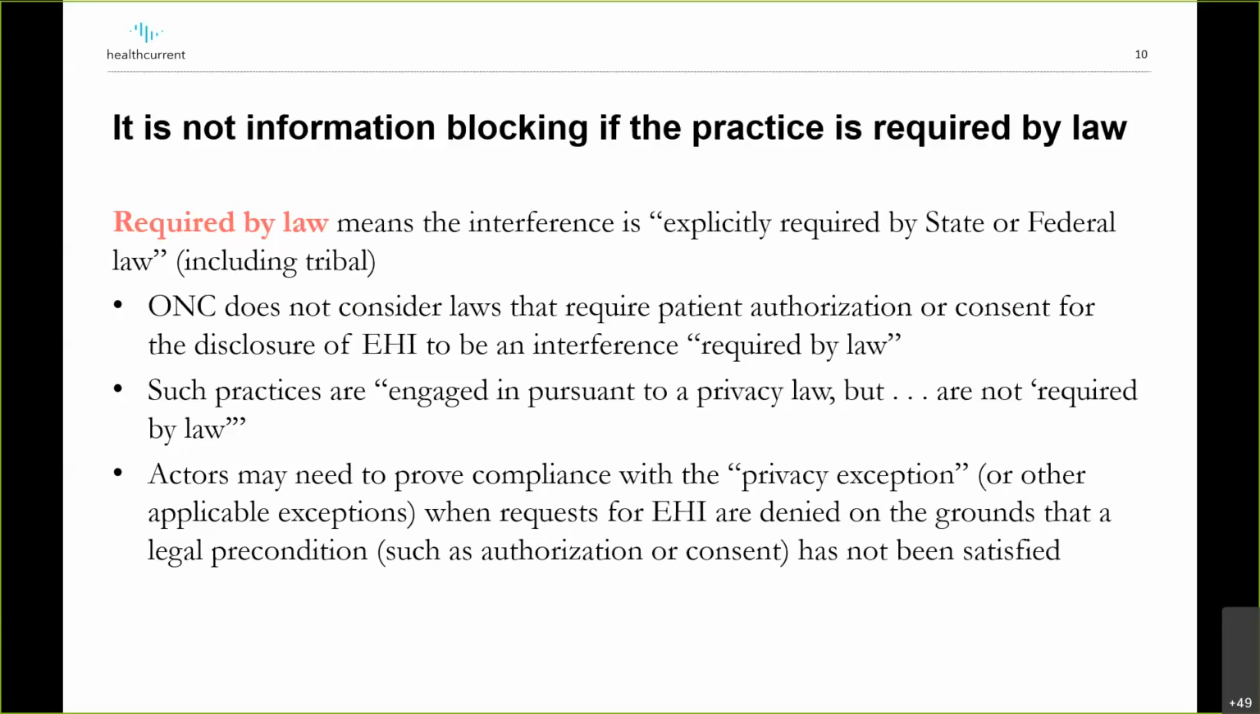So that means that if there's an explicit requirement by state or federal law saying that you may not share information, this might be something like a court order or something along those lines, then you are not required to share that information. And that's relatively intuitive. As you see here, that first bullet though, note that things like patient authorization or consent is not an interference required by law. We're going to get into where those fit within the regulatory safe harbors. But just know if there is a legal requirement that mandates you not to share information, then you do not need to share that information.